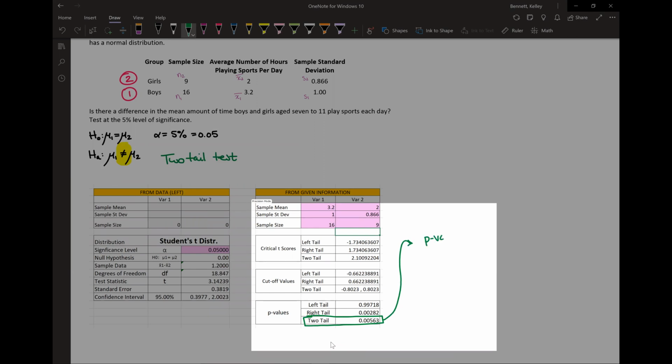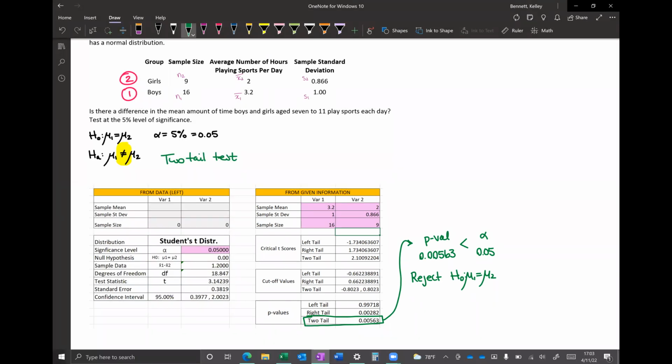So you have your p-value, you have alpha. Alpha was given as 5%, and our p-value here is 0.005, etc. So clearly p is less than alpha, and we know that this leads us to reject the null hypothesis. So we're rejecting the idea that there's no difference between the variables. And we're saying, based on our sample and the data that we got, we have evidence to support the claim that there is a statistically significant difference in the mean amount of time that boys and girls age 7 to 11 play sports each day.